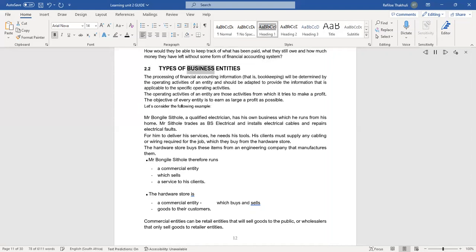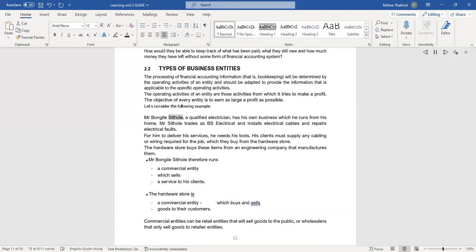2.2 Types of business entities. The processing of financial accounting information, that is, bookkeeping, will be determined by the operating activities of an entity and should be adapted to provide the information that is applicable to the specific operating activities. The operating activities of an entity are those activities from which it tries to make a profit. The objective of every entity is to earn as large a profit as possible.